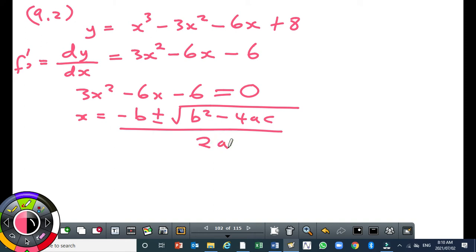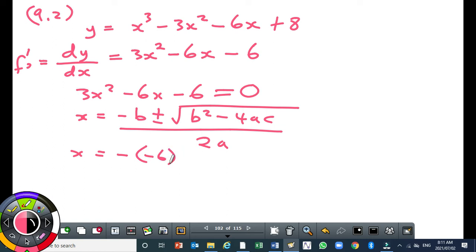When you write matric, this quadratic formula is provided. But I would advise you to memorize it. Let it be part of you. Okay. All right. So x will be equal to, our b is negative. So I'll end up having minus, open bracket, minus 6.